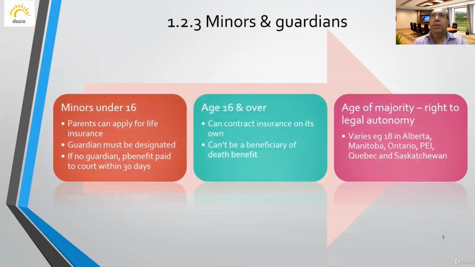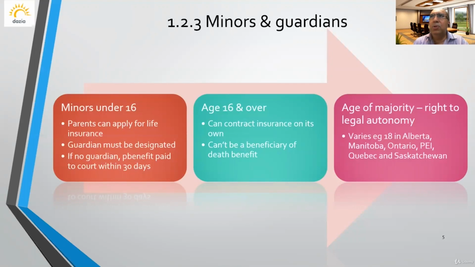Then we talk about minors and guardians. There are minors under age 16, so they are, of course, children. Parents can apply for life insurance for the children, and the guardian must be designated. If there's no guardian, the benefit is paid to the court within 30 days. So there must be a guardian. If the child is under 16 and they are going to get some money from insurance, the money has to be paid to a guardian or to the court.